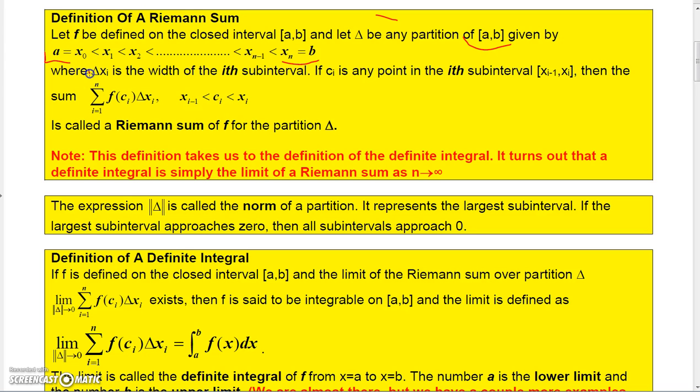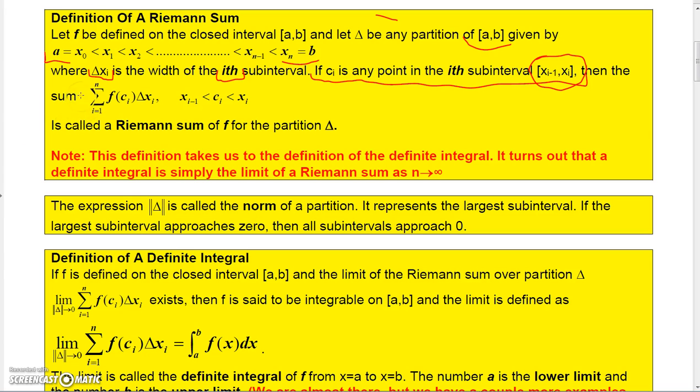Now delta x of i would be the width of the ith subinterval. Remember, if you're using regular partitions, then this width will be the same for each subinterval. But if you use irregular partitions, then this just represents the width of each particular subinterval. And c sub i can be any point in the ith subinterval, and the ith subinterval is from x sub i minus 1 to x sub i.